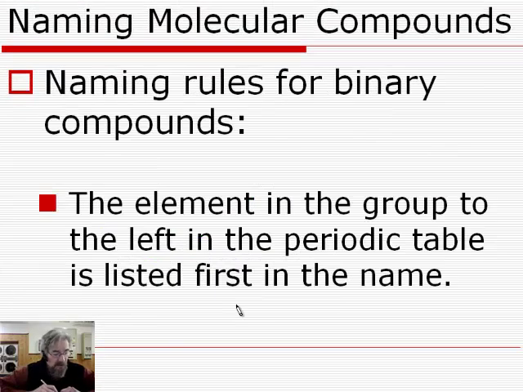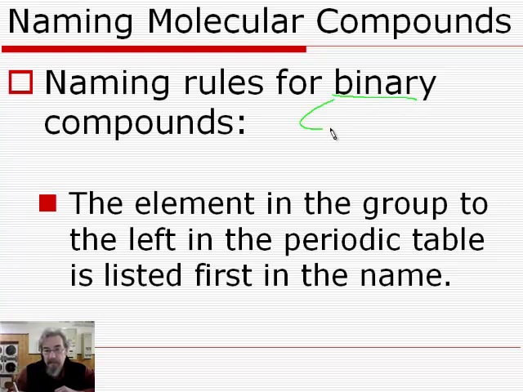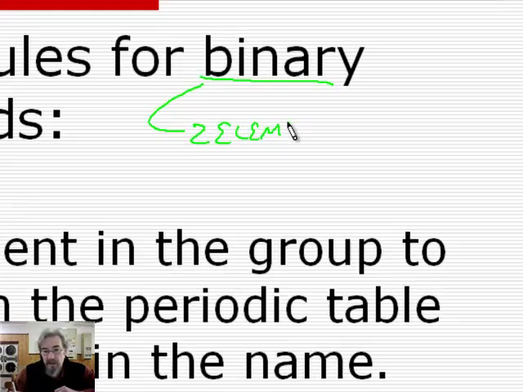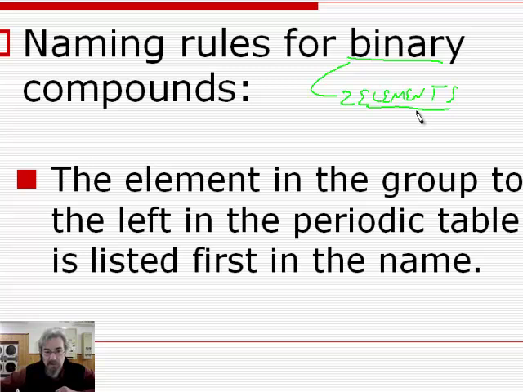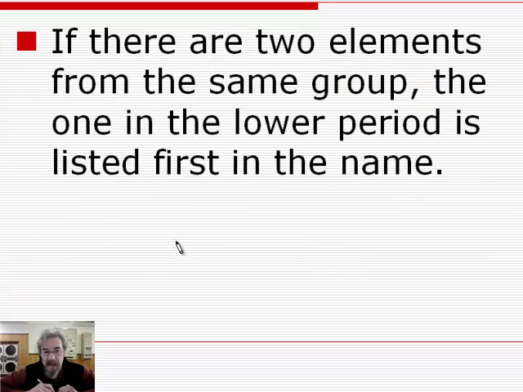So here are our naming rules for binary compounds. Now, here's what a binary compound is. Binary compound means there's only two elements in the compound. If it gets more complicated than that, then we have to rely on a different kind of name. First rule: the element in the group to the left in the periodic table is listed first in the name. So the farther to the left in the periodic table, the closer to the beginning of the name. If there are two elements in the same group, then the one that's in the lower period is listed first in the name.